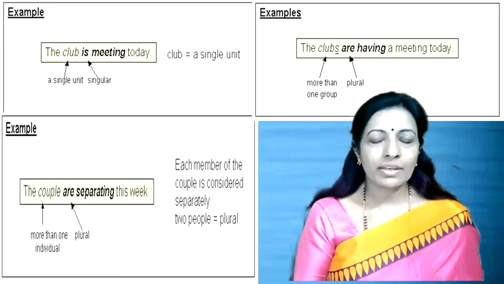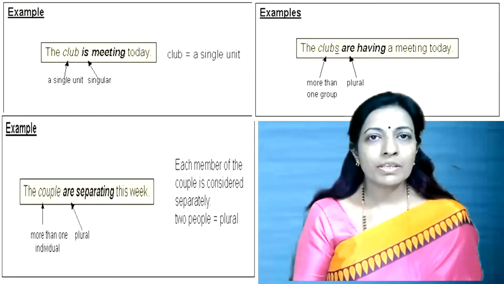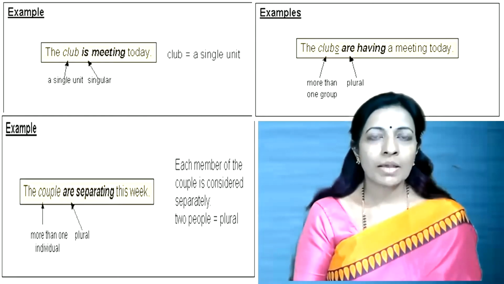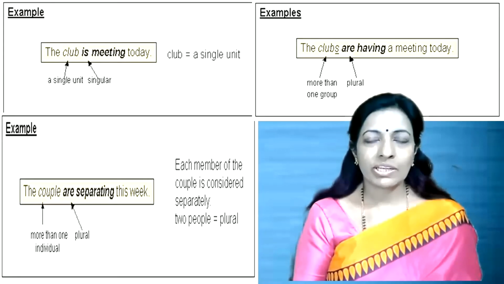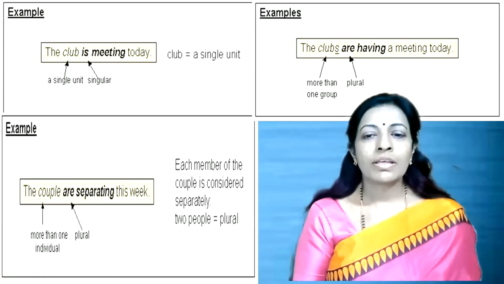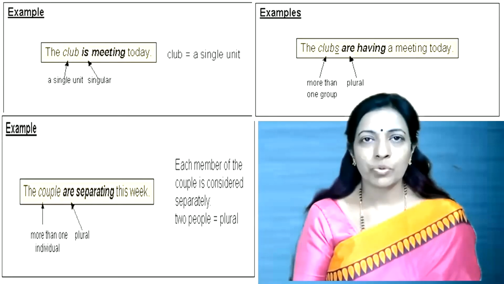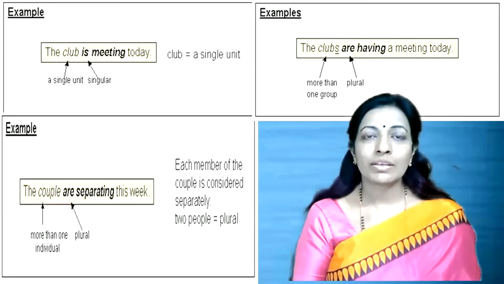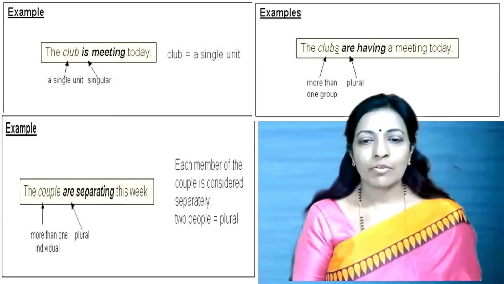Let us now look at an example. The club is meeting today. The club is a collective noun. It is treated as singular and therefore is followed by a singular verb is. The next example, the clubs are having a meeting today. In this sentence, the subject, the clubs, shows that it is plural since it involves two or more clubs. Therefore, we now consider it as a plural subject and it is followed by a plural verb are.